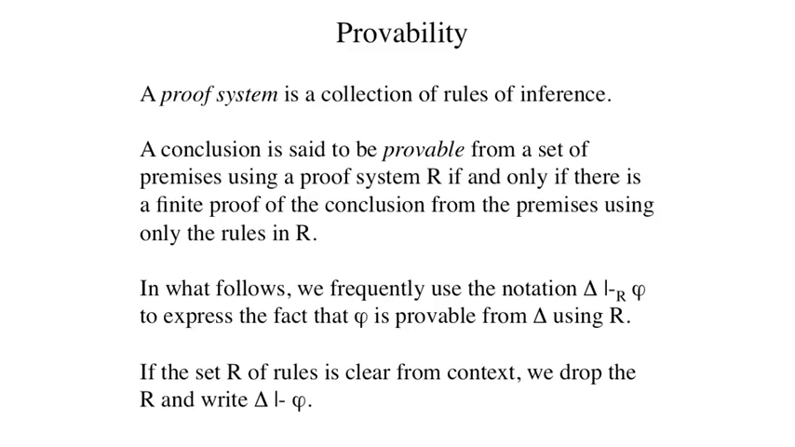This exercise tests your grasp of proofs by asking you to produce a multi-step proof using implication elimination. A collection of rules of inference is called a proof system. Let R be a proof system. If there exists a proof of a sentence phi from a set delta of premises using the rules of inference in R, we say that phi is provable from delta using R. We usually write this as shown here using the provability operator, which is sometimes called a single turnstile. If the set of rules is clear from context, we usually drop this subscript.